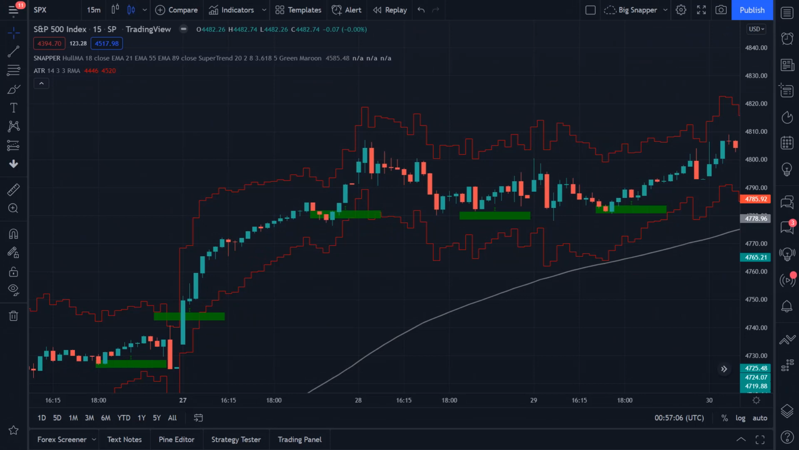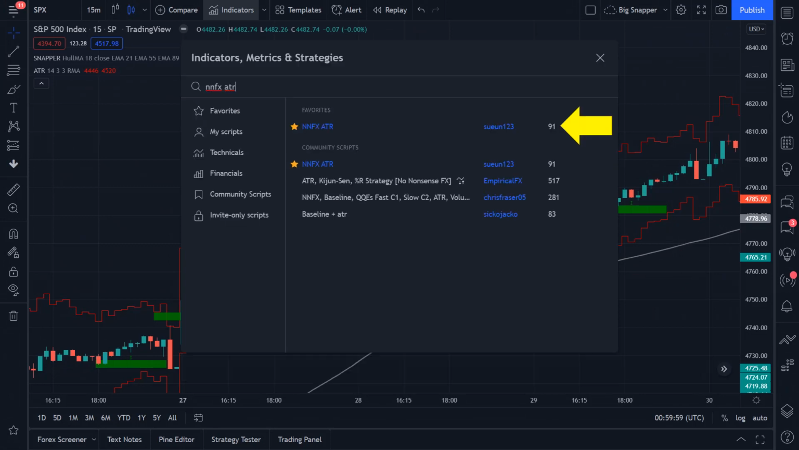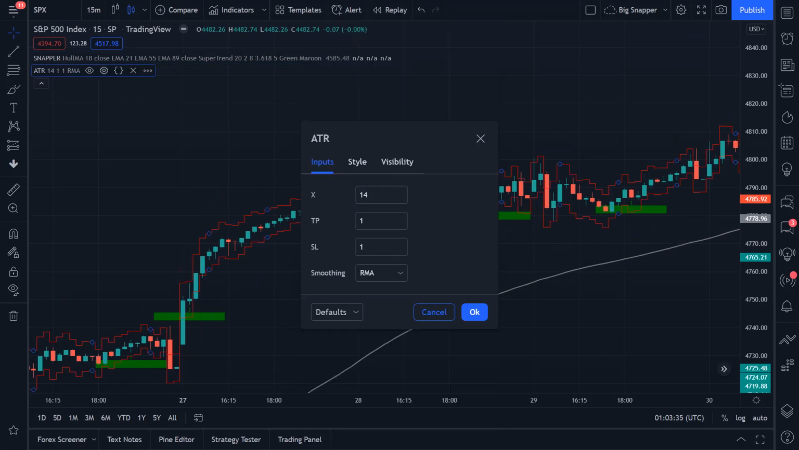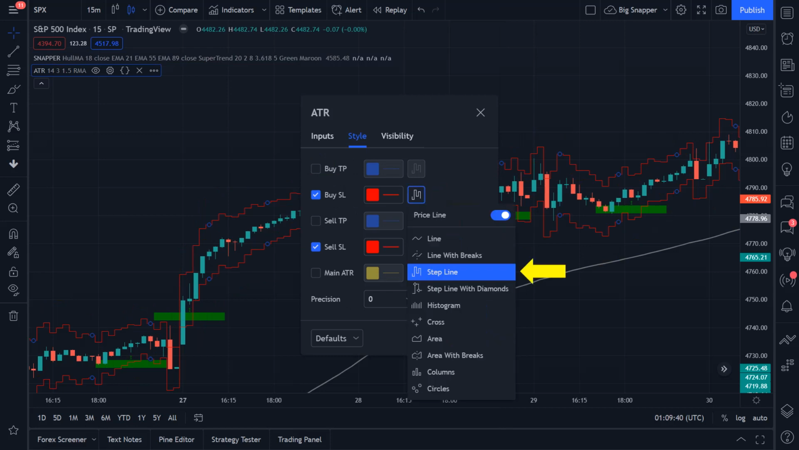For this strategy, we are going to use one entry signal indicator, which is the Big Snapper made by Just Uncle L, and one stop loss take profit placement indicator, the NNFX ATR. On the Big Snapper indicator, I use the default settings and untick the ones I am not going to use. On the NNFX ATR, first let's set the take profit value to 3 and the stop loss value to 1.5. Then go to the style settings, untick the main ATR and set the line design to step line. Once you got that, you are all set up.